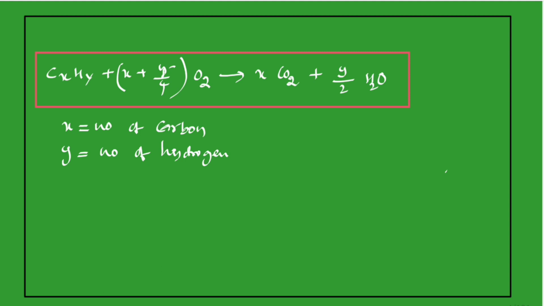For the combustion principle: CxHy plus (x plus y by 4) into O2 gives rise to xCO2 plus y by 2 H2O. Here x equals the number of carbons and y equals the number of hydrogens. This is the combustion principle.